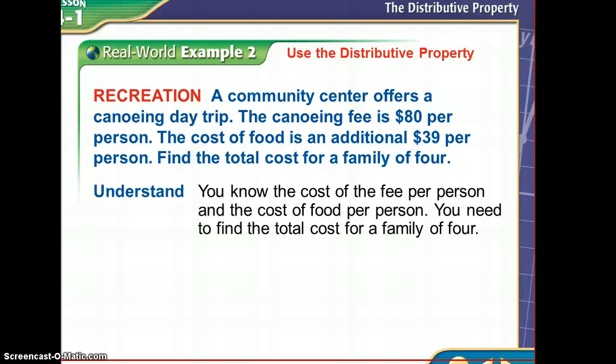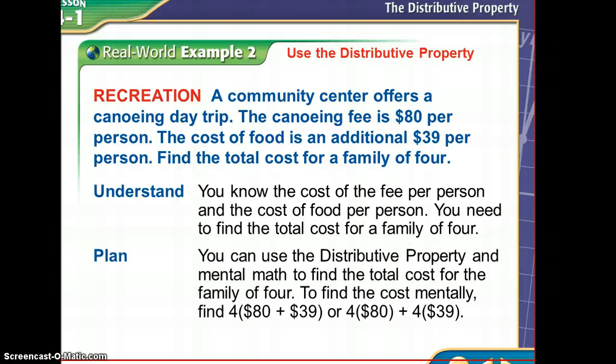We're going to begin making sure you understand the problem. You know the cost of the fee per person, and you know the cost of the food per person. What you need to do is find the total cost for a family of 4. You can use the distributive property in mental math to find the total cost for the family of 4. To find the cost mentally, find 4 times 8 plus 39, or 4 times 8 plus 4 times 39.